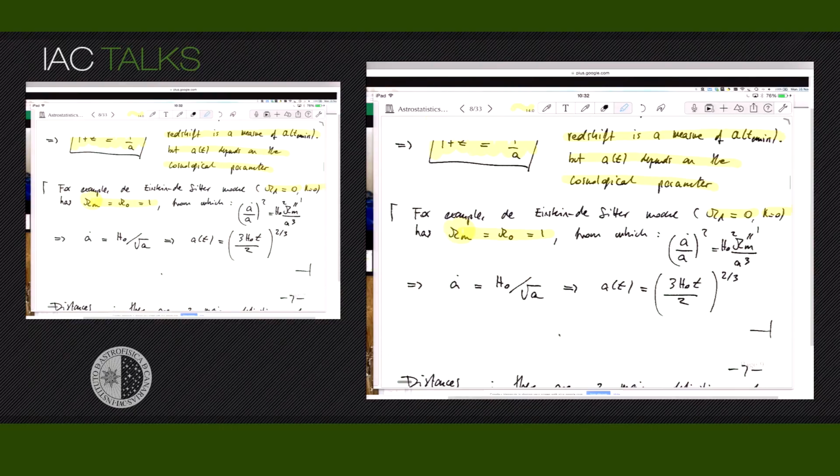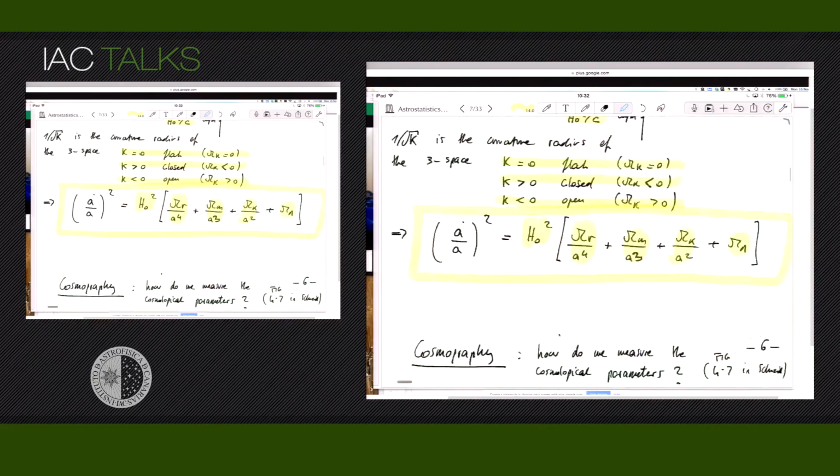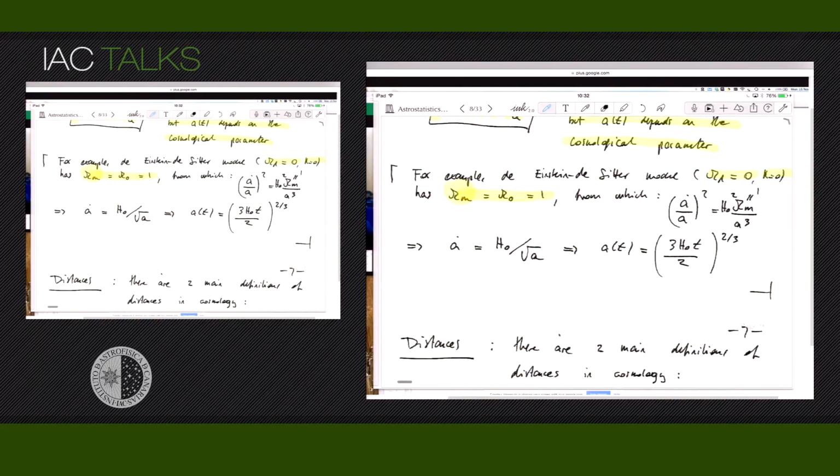And so if you go back, our expression here that we had for A dot as a function of the cosmological parameters, in the Einstein-de Sitter model, we have omega radiation we can neglect, curvature is 0, omega lambda is 0, and omega matter is equal to 1. So we get a very simple equation for A dot that we can integrate. So this is the equation down here. That's the equation with the simplification I just mentioned.